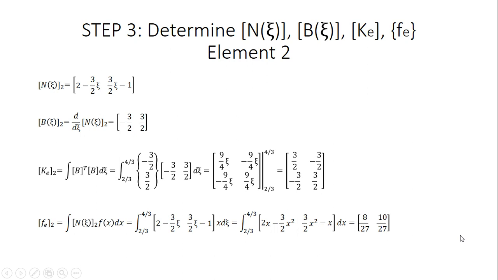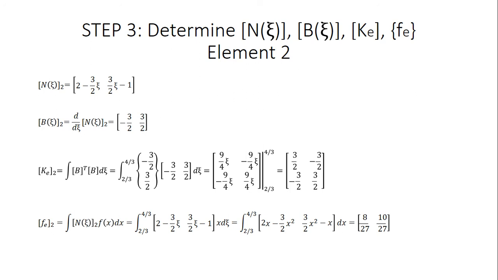You're going to do the same thing again for element 2. So you're going to get your interpolation function matrix for element 2. Again, remember that comes from our equations. You're going to get the B matrix by taking the partial derivative of that interpolation function matrix with respect to z. Then we want to solve for our element stiffness matrix K.